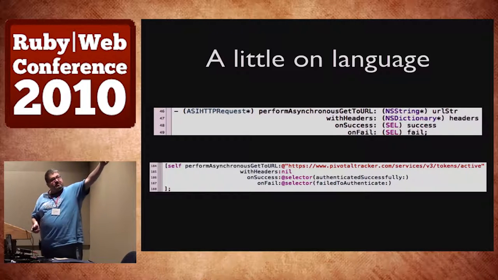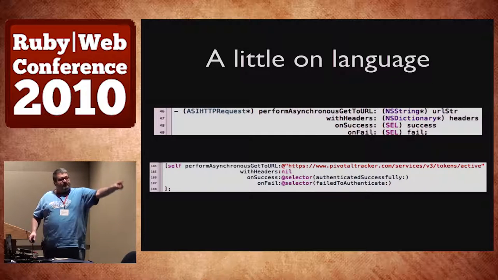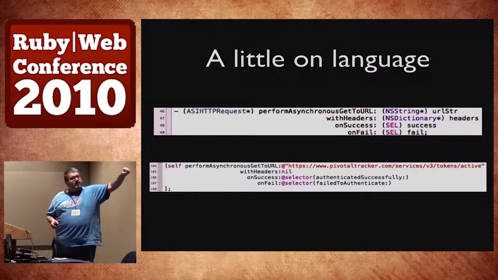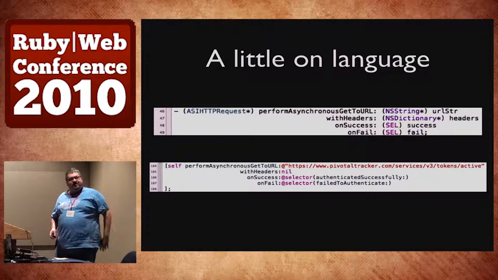So when I invoke this method, which is what I'm doing at the bottom, I'm sending it to myself. You still have self in Objective-C like you have in Ruby. And you perform asynchronous get to URL with headers, on success do something, on fail do something.